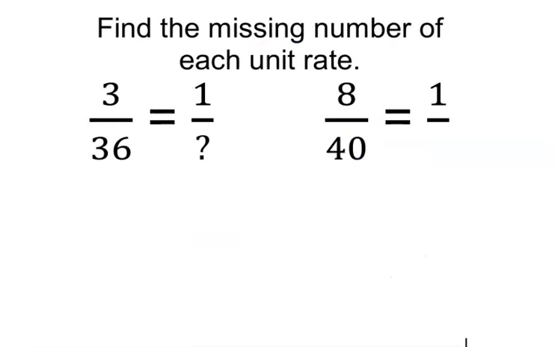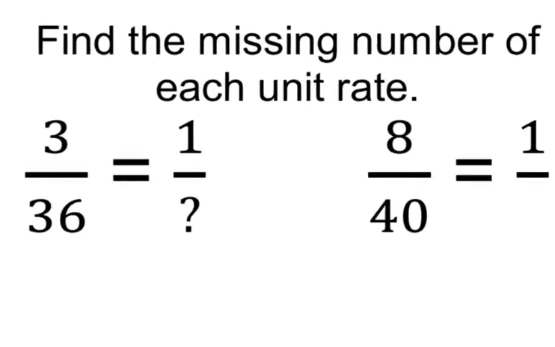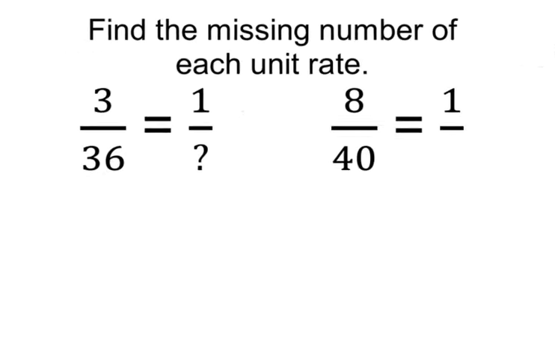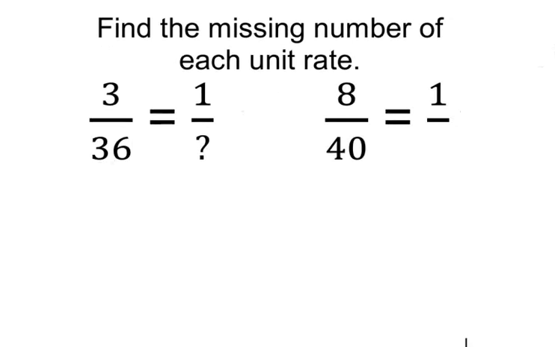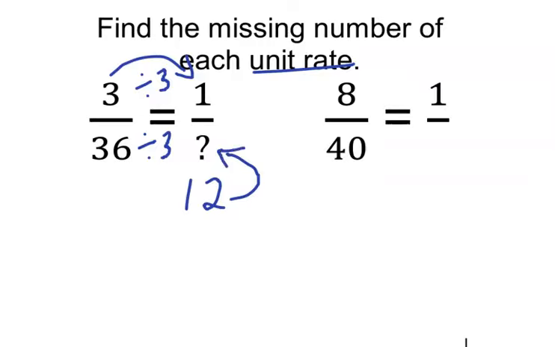Find the missing number of each unit rate. Okay, and again, it is a unit rate because we are going down to the number 1. So that's why it's called a unit rate. All right, so to get from 3 down to 1, we're going to divide by 3. You could also say we're multiplying by 1/3. Those would both be the same thing. So all you have to do is 36 divided by 3. And that would give you 12. Okay, so this would be a 1/12.